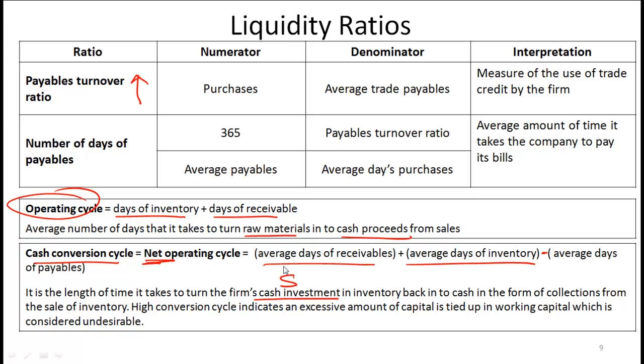So this you can think of as the cash paid to suppliers, so money out of the company. How long does it take to go from there to cash in the form of collections from the sale of inventory? So cash out to suppliers, how long does it take from there till the time you get cash from your customers? A high conversion cycle indicates an excessive amount of capital, or we should say excessive amount of money or dollars, tied up in working capital, which is considered undesirable.